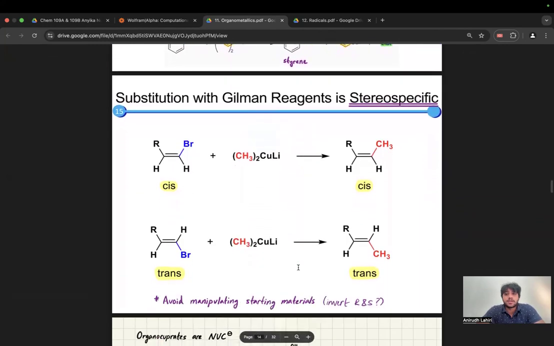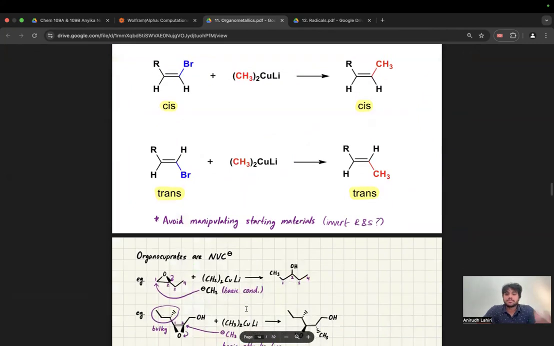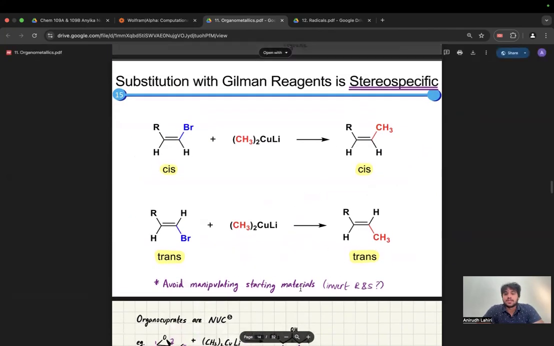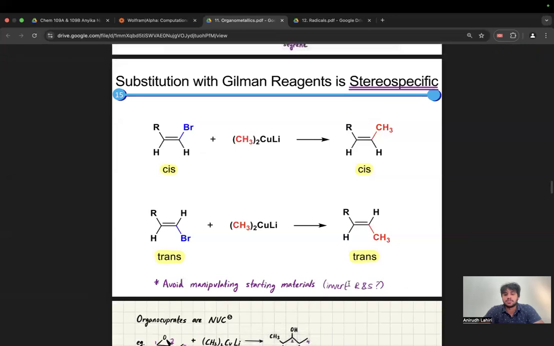Substitution with Gilman reagents is stereospecific, so avoid manipulating the starting materials. What this is saying is this is showing double bond things, and we're showing how cis goes to cis, trans goes to trans. I think this note here was just that the same thing happens for R and S, and I believe it does.